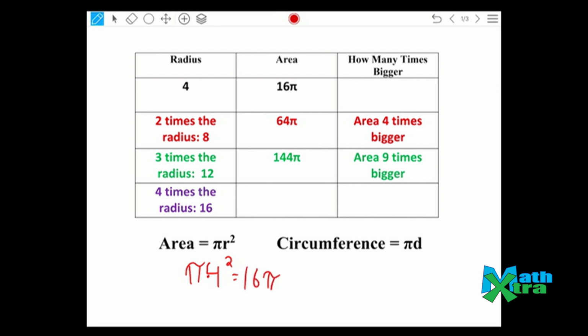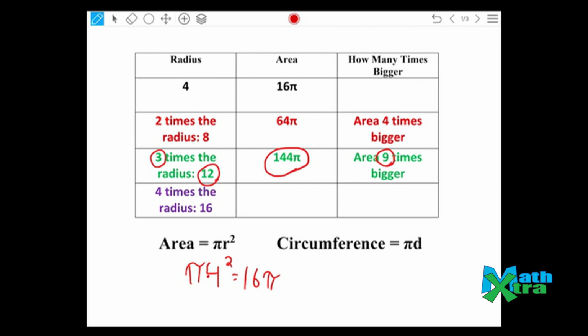When we multiplied the radius times 2 to get 8, the area was 64 pi, and it was 4 times bigger. When we multiplied the radius times 3, it was 12. The area was 144 pi, and it was 9 times bigger. So we have a little pattern that's developing there. We had 2 and 4, 3 and 9. So now, if we multiply the radius times 4, what's going to happen to the area?